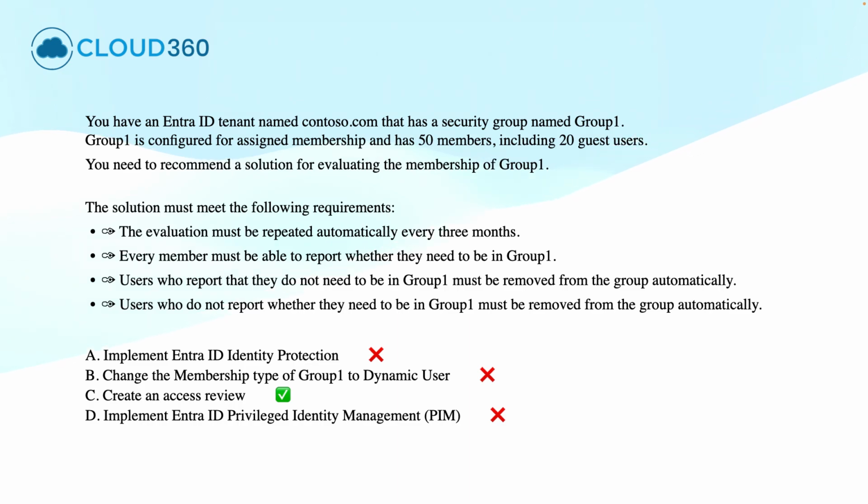Users who report that they do not need to be in Group 1 must be removed from the group automatically, and users who do not report whether they need to be in Group 1 must be removed from the group automatically. So in such a case, you should use the access review feature of Entra ID.